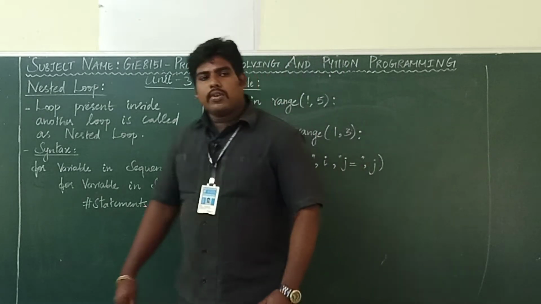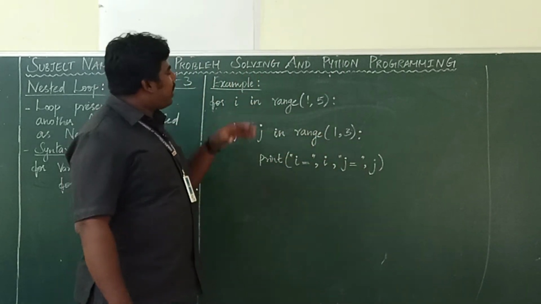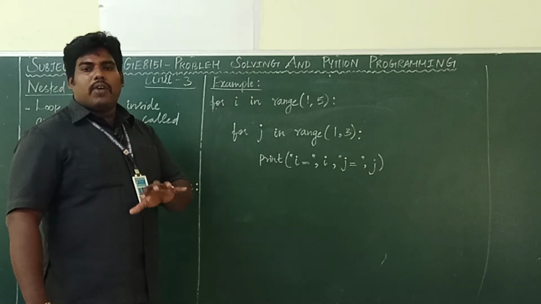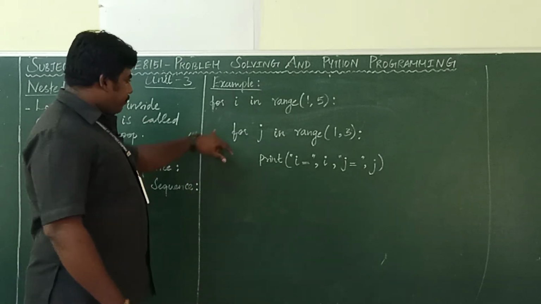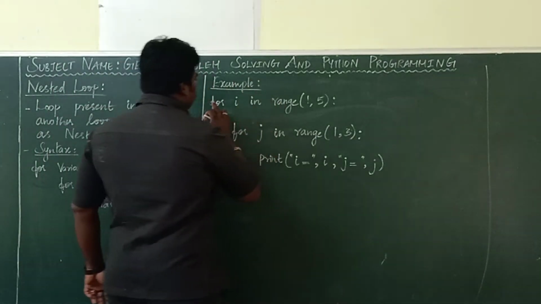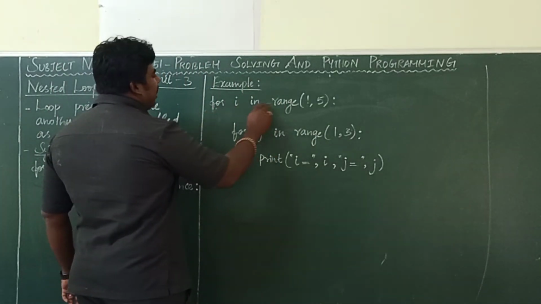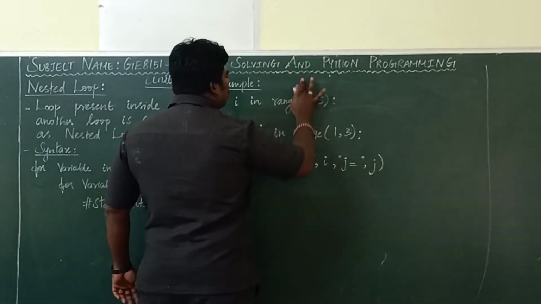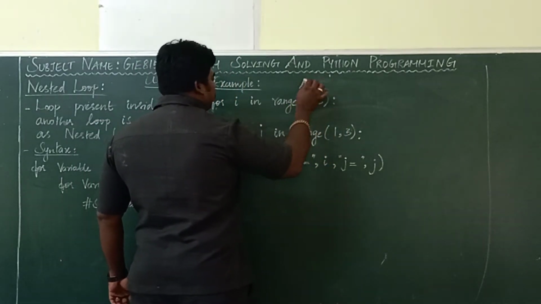Here I will explain with one example. Before that, I will explain the flow, how it will work. So for this, the first step is this line. For is a keyword, for i in range of. This is the first step.